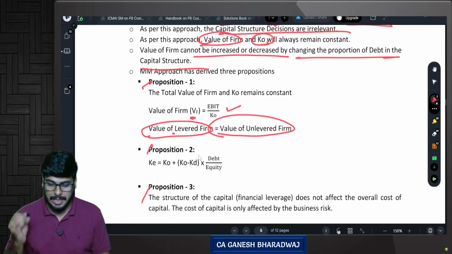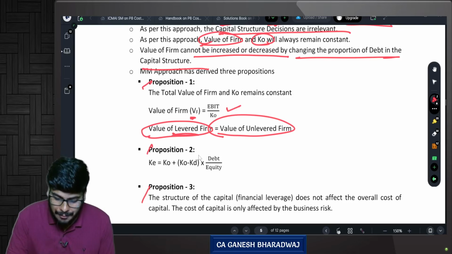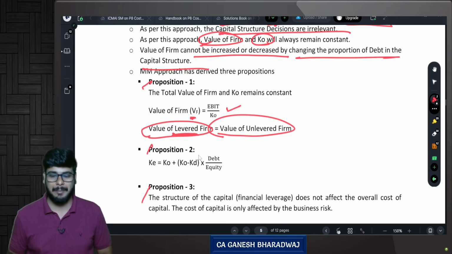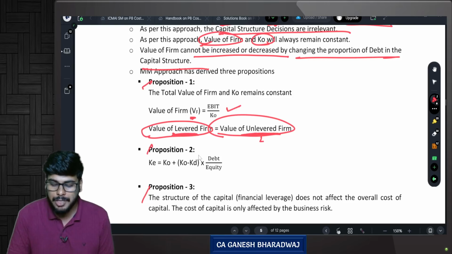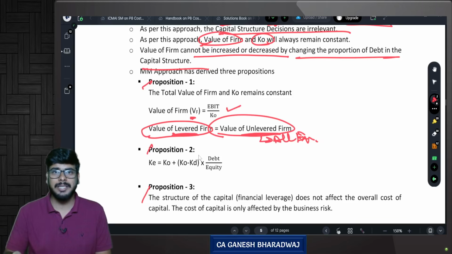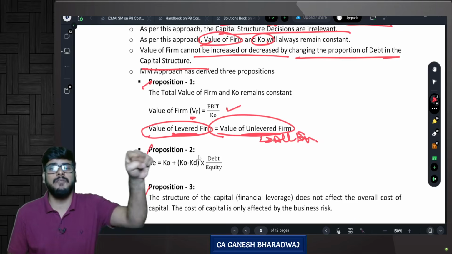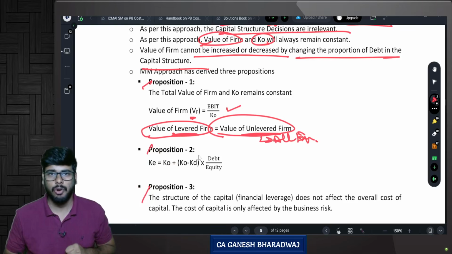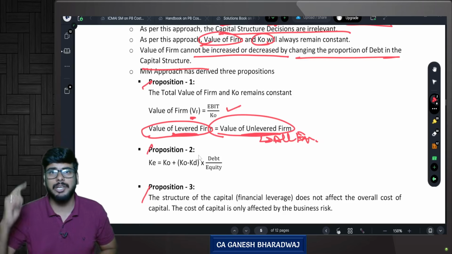What is the meaning of this? Levered firm means a firm that has some amount of debt in its capital structure. Unlevered firm means an all-equity firm. Now this method says just because you are infusing more debt in your capital structure, will your KO change? No. If your KO does not change, your value of the firm will not change. Yes, correct. The value will not change.